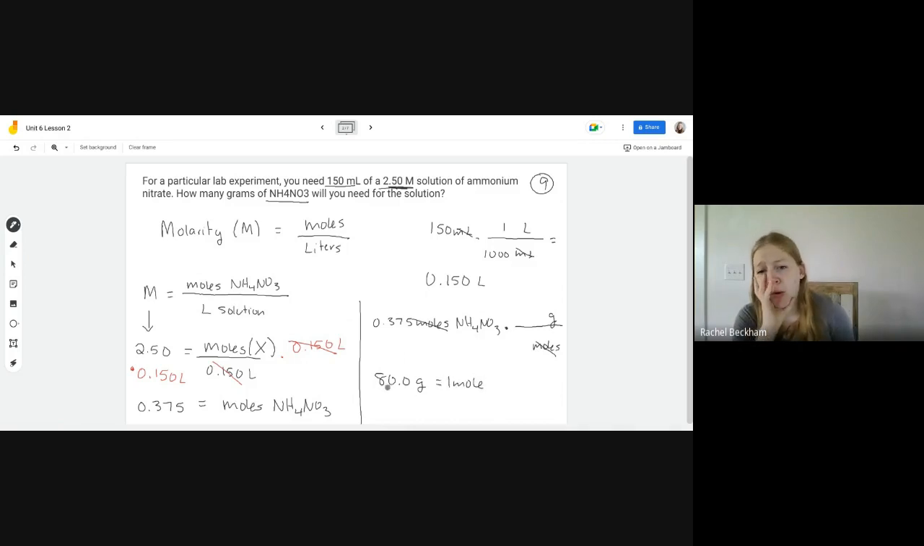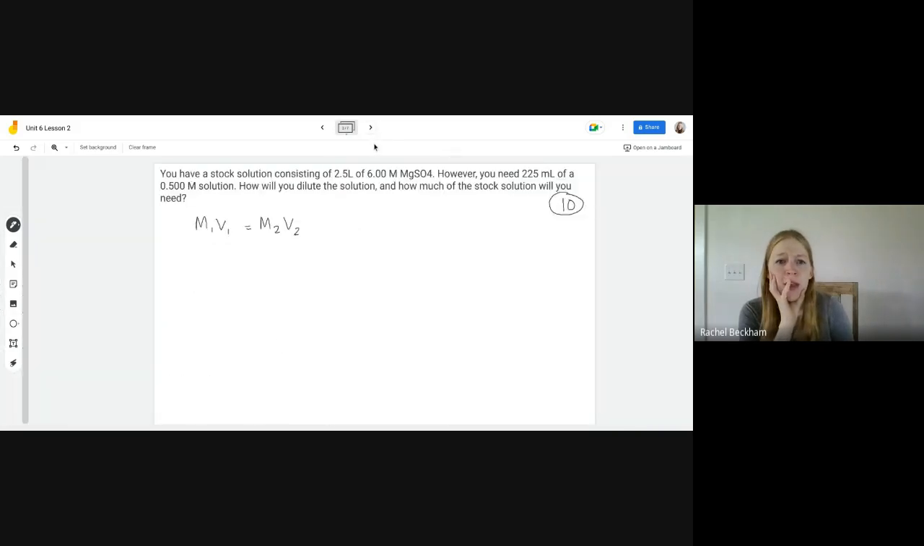I need to put the grams, the 80, with the grams. So in this case, it's going to go on top because I'm trying to get to grams, and the 1 is going to go with the mole. So now I'm just doing 0.375 times 80 because the 80 is on top. And I am getting 30 grams. Let me double check that that was one of the answer options. Yes, the answer there is 30 grams of NH4NO3. All right, next problem.